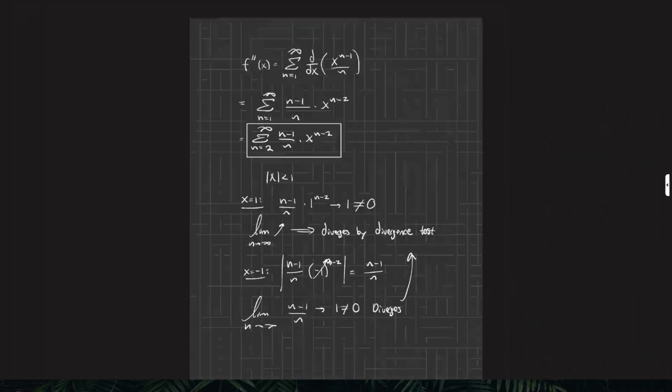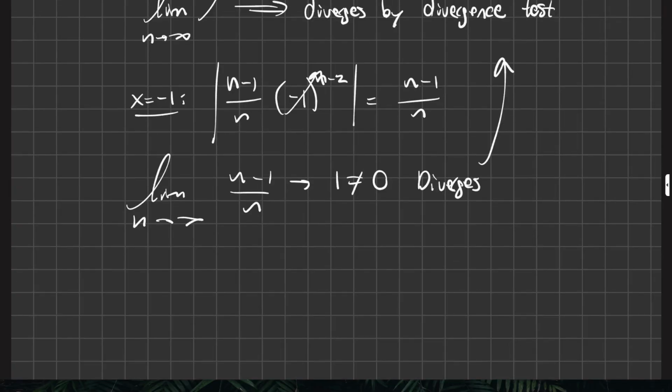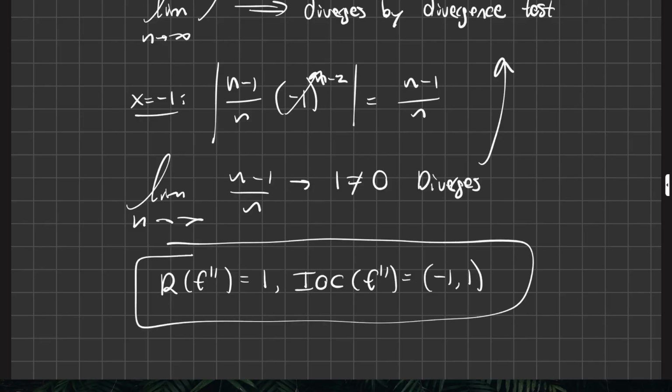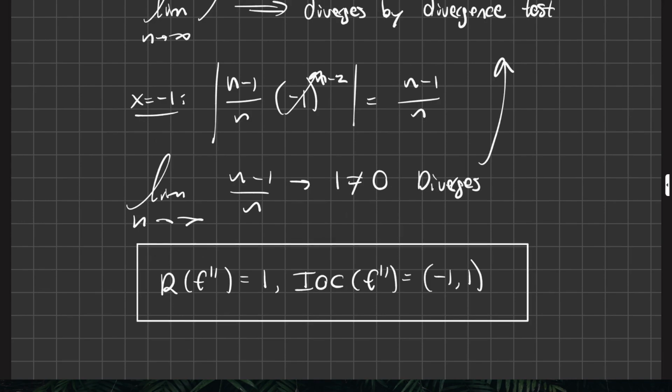If you would like, of course, you can run through an alternating series argument or some other argument, but I would recommend using this argument for it. So what do we have? Our radius of convergence of f double prime is 1, and our interval of convergence of f double prime is negative 1 to 1, not including both endpoints. Okay. And that's this whole problem.